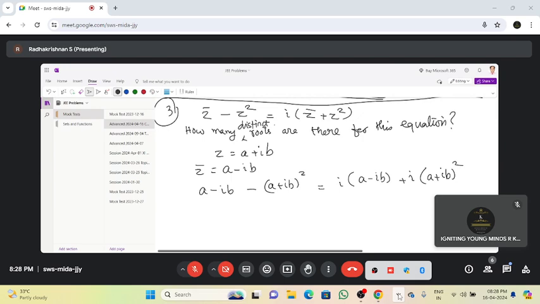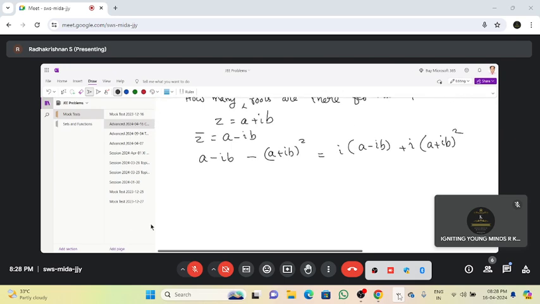Let us write down the real and imaginary parts and match those separately. That is all we are going to do. I into minus ib is minus i square b. But minus i square is minus of minus 1, which is plus 1, so it becomes plus 1b.